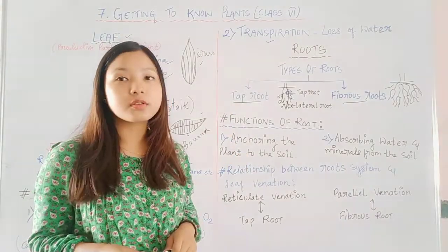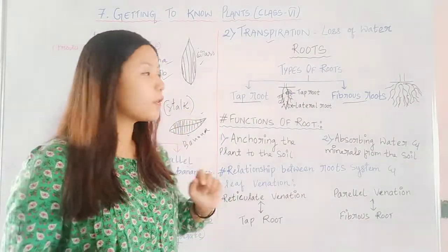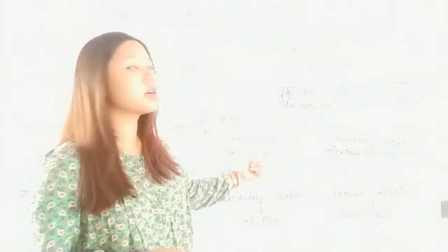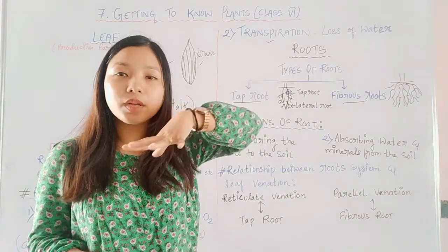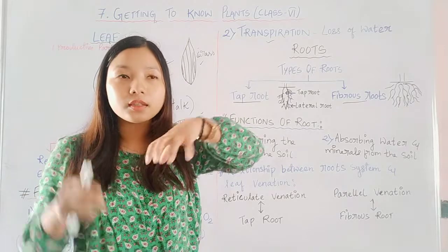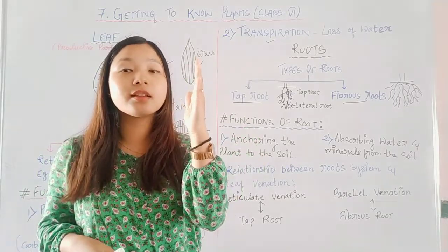Let's see the functions of root. Again, the roots have mainly two functions. First one is anchoring the plant to the soil. That means the roots help the plant to anchor it, that means to hold the plant firmly so that it can stand erect.